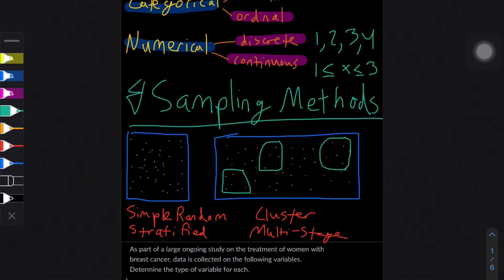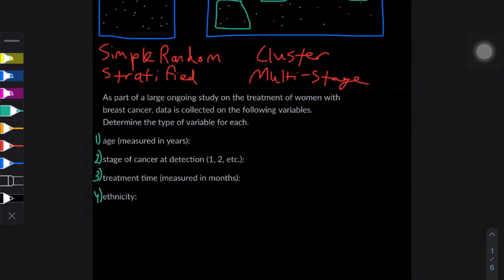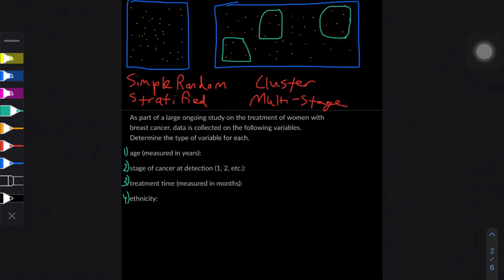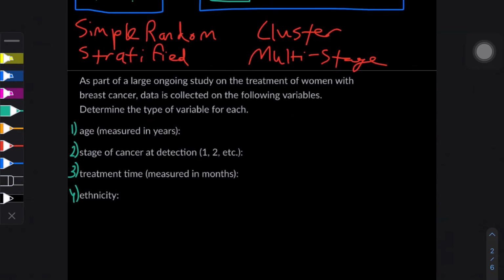So that's continuous numerical variables. And then the next thing we'll have is sampling methods, but we'll go over that when we get to that part. So now we're going to work on a couple problems, and we're basically going to identify the type of variable for these. So, as a large part of an ongoing study on the treatment of women with breast cancer, data is collected on the following variables. Determine the type of variable for each.